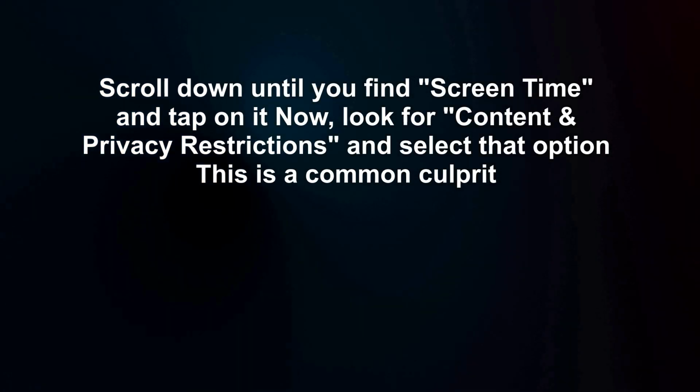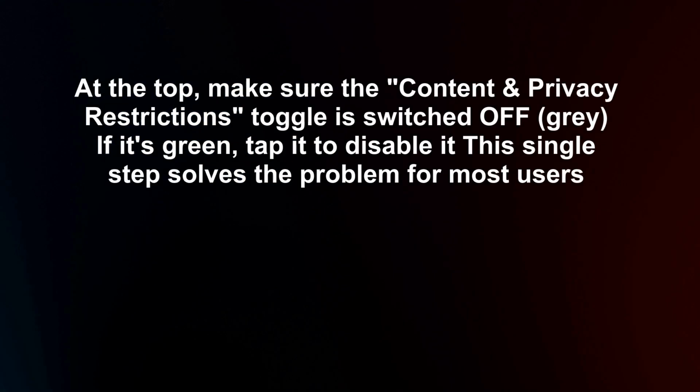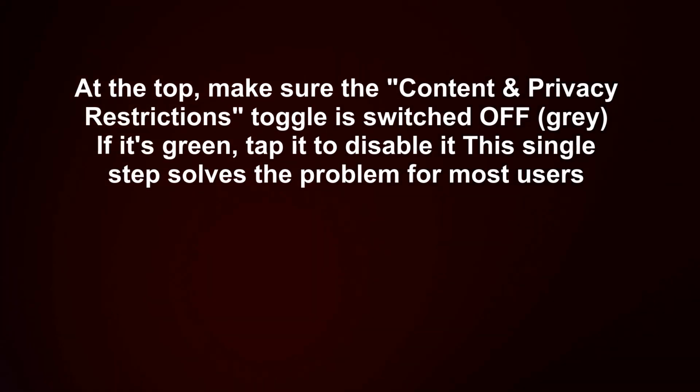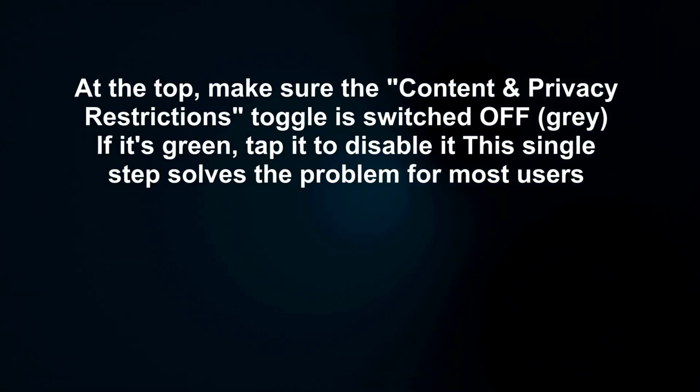Now, look for Content and Privacy Restrictions and select that option. This is a common culprit. At the top, make sure the Content and Privacy Restrictions toggle is switched to off, gray. If it's green, tap it to disable it. This single step solves the problem for most users.